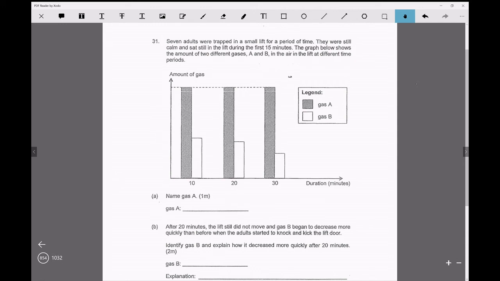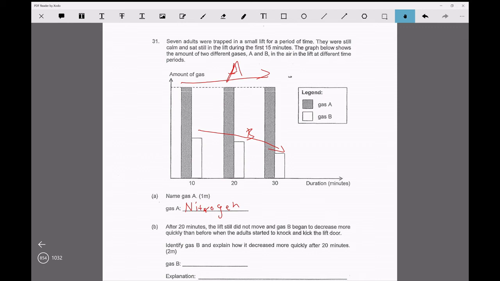So they're basically trapped in a lift. Okay, can you realize that this one is starting to drop? Your B is starting to drop, whereas A stays the same. So gas A, anyway, gas A is a lot. You should know that in the atmosphere, in the air around us, the most common gas is nitrogen. Nitrogen is not needed by our body, so the nitrogen level won't drop. So this is nitrogen, make sure spelling is correct. Gas B is oxygen. That's why it's dropping, because they are breathing so they are using up oxygen.